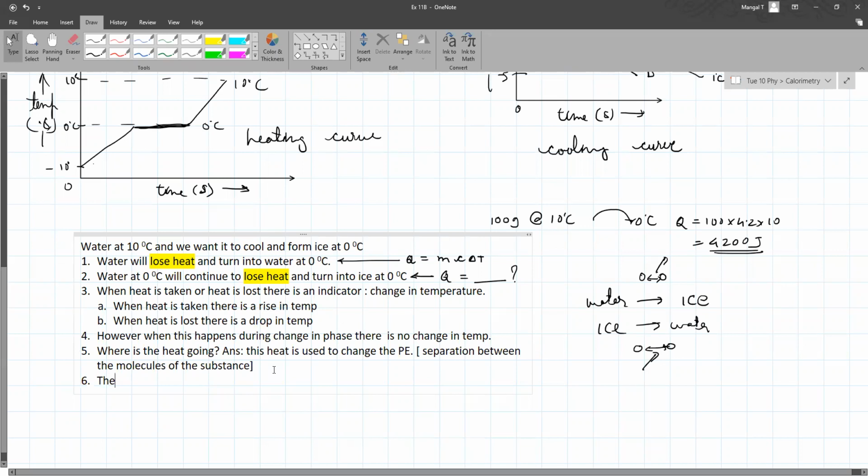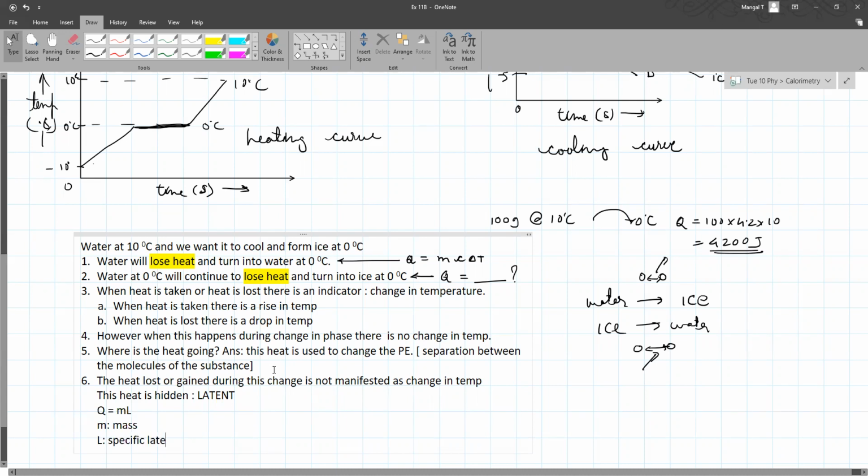Now, yes, sir. The heat lost or gained during this change is not manifested as change in temperature. This heat is hidden. It is called latent. Latent heat means the heat that is hidden because it is not shown as change in temperature. And you calculate that heat as m into L, where m stands for mass and L stands for specific latent heat. That's the word, specific latent heat.